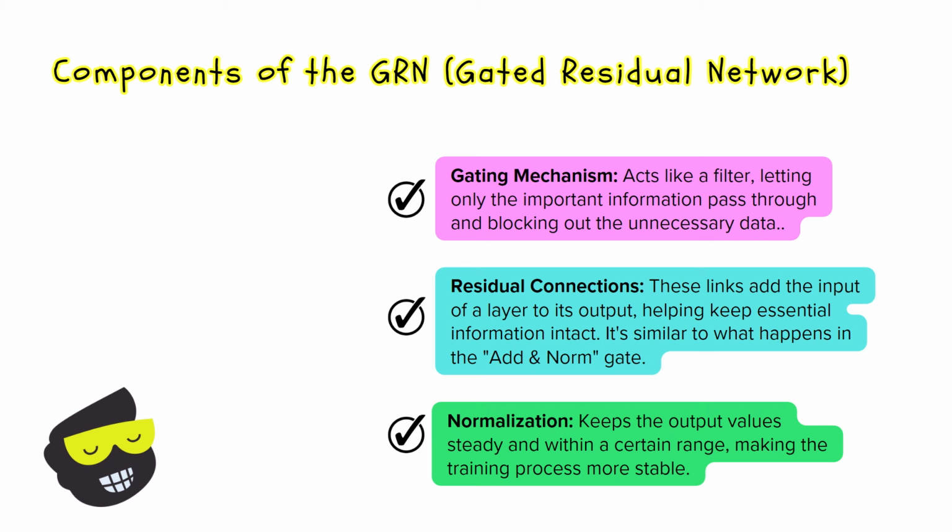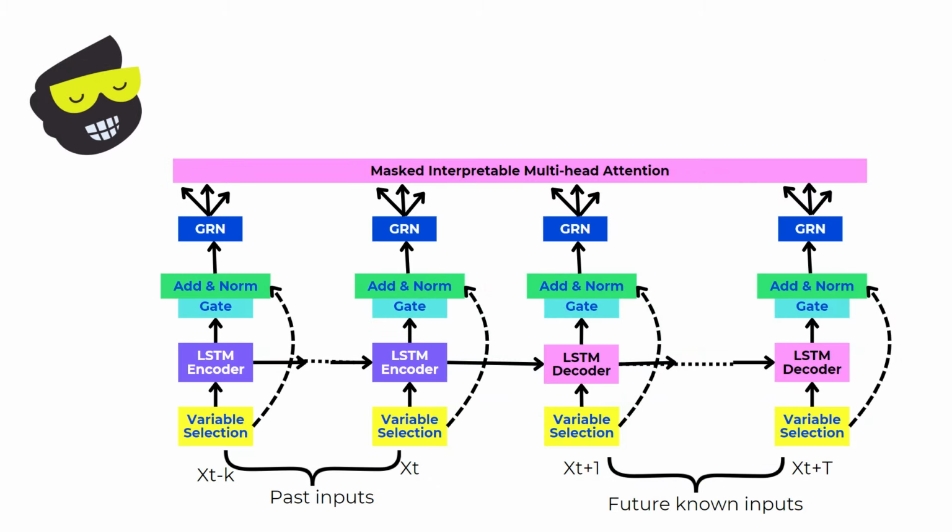So by integrating the GRN into the TFT model, we can ensure that the network efficiently manages the flow of information, focusing on the most important features and maintaining stability throughout the learning process. Now, let's talk about the masked interpretable multi-head attention part of the TFT model. This component is absolutely key for understanding how the model captures complex dependencies and interprets them for better predictions.